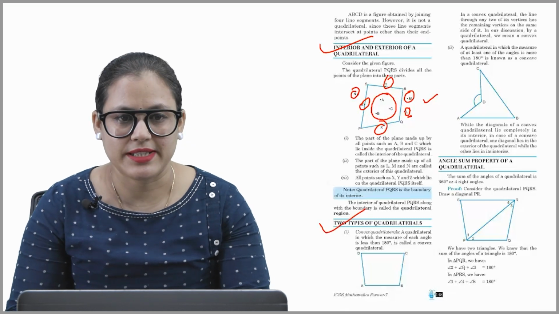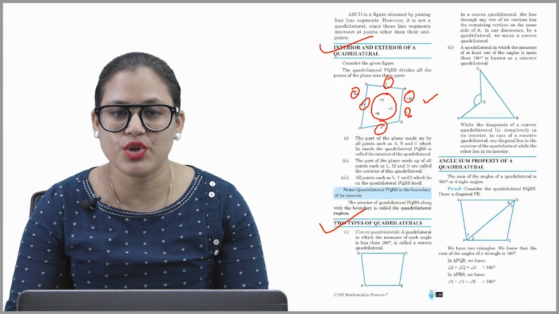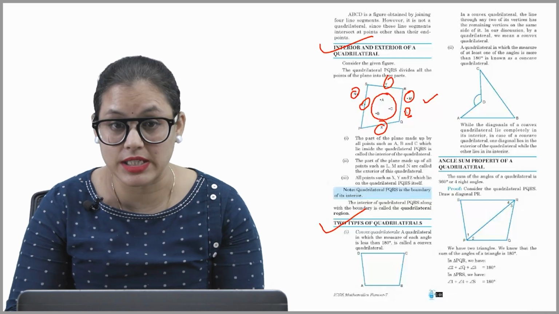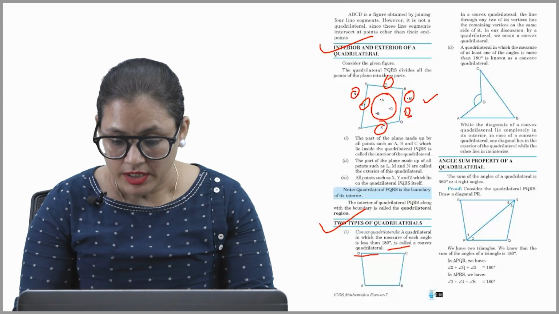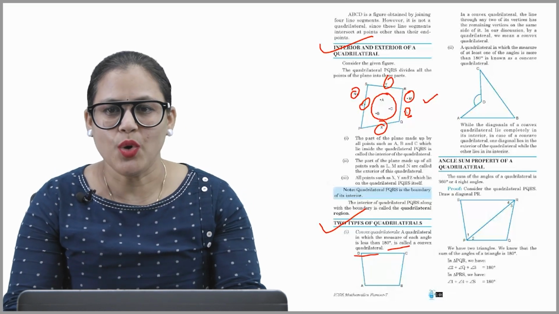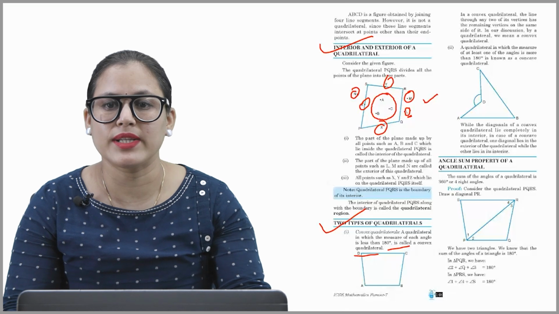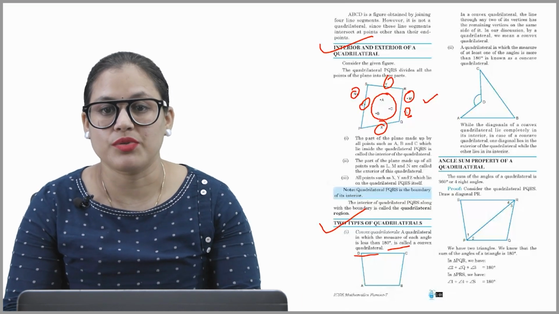2 types of quadrilaterals. Number 1, convex quadrilaterals. A quadrilateral in which the measure of each angle is less than 180 degrees is called a convex quadrilateral. Remember this. In a convex quadrilateral, the line through any 2 of its vertices has the remaining vertices on the same side of it. In our discussion, by a quadrilateral, we mean a convex quadrilateral.